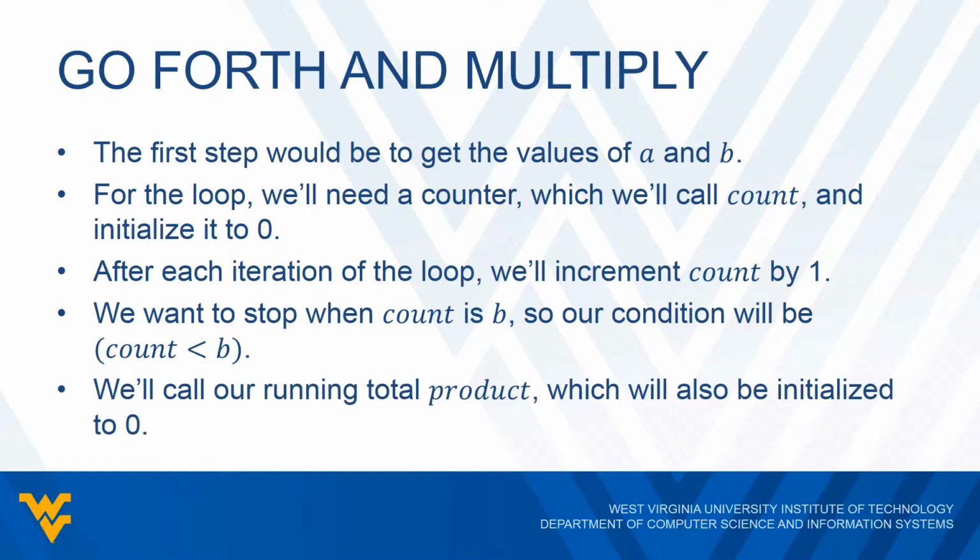We also need to keep track of the total value. So we're going to call this product. We'll create a new variable called product. This will also be initialized to 0. And what we're going to do is add a to this product variable each time we go through the loop.